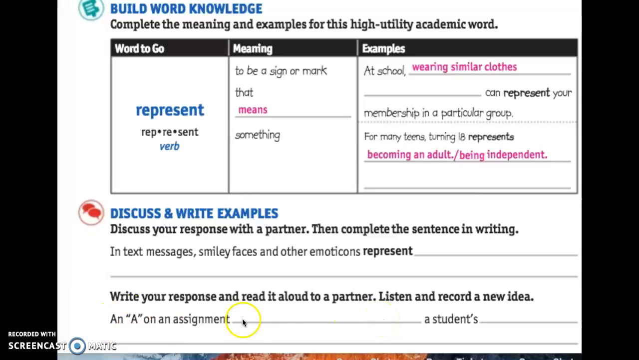So an A on a student's assignment, an A on an assignment, blank a student's blank. So I want you to go ahead and fill in this blank with the answer, what would an A on an assignment represent for a student? So once you have that filled out, you can go ahead and close your portfolio, and you are done with the video.